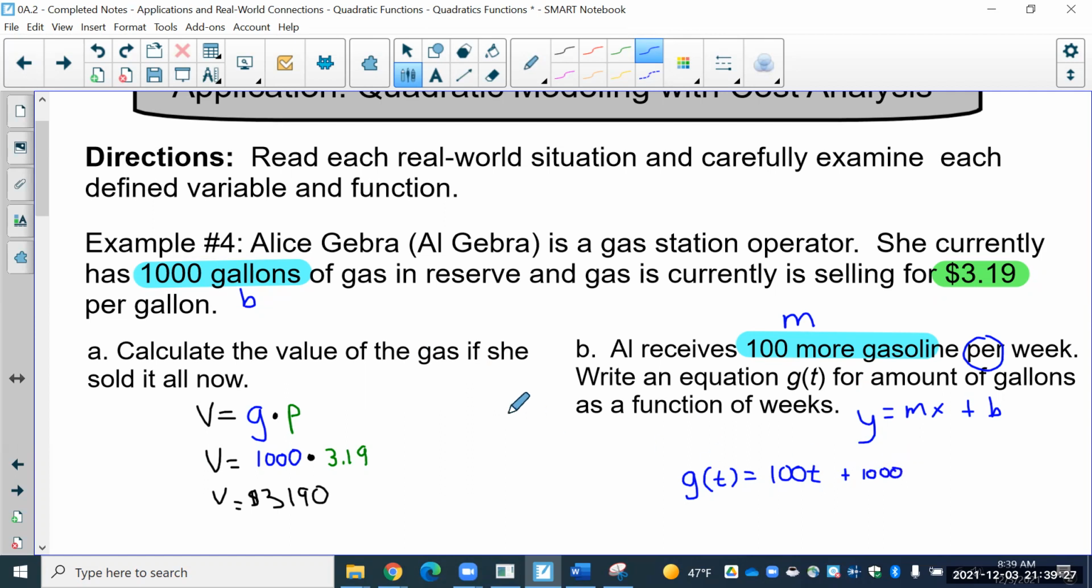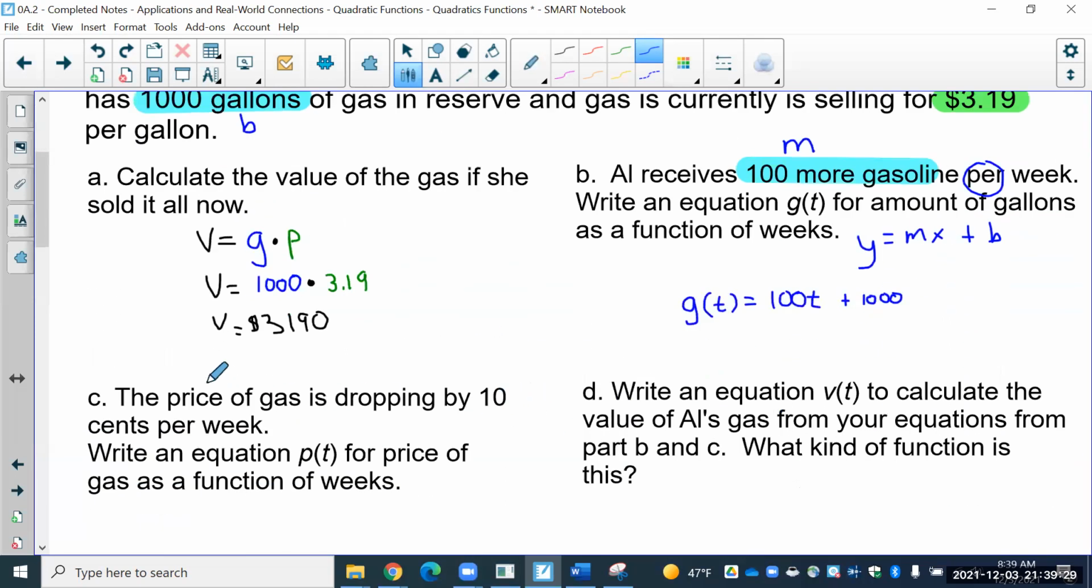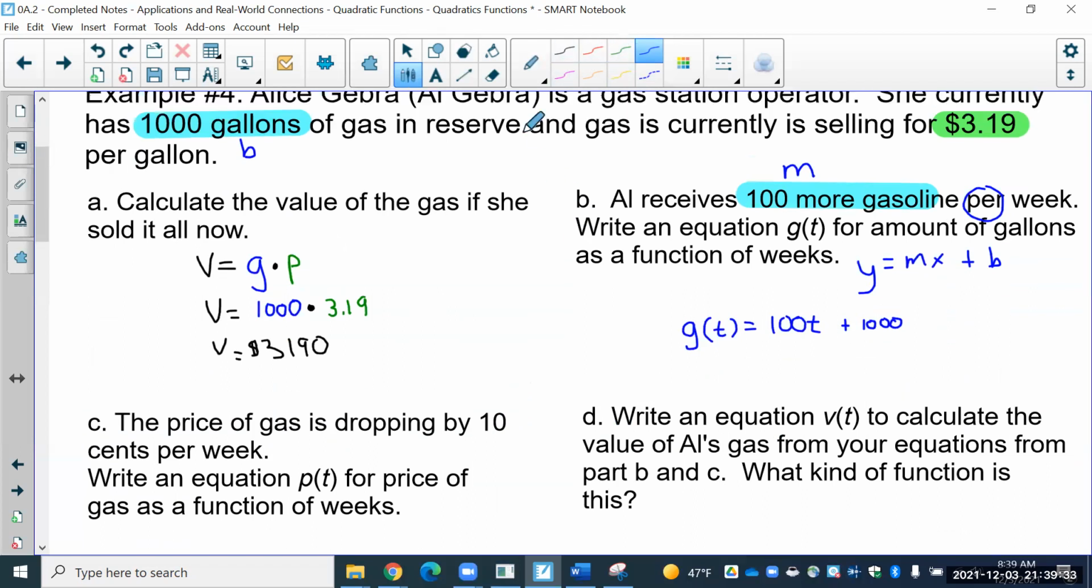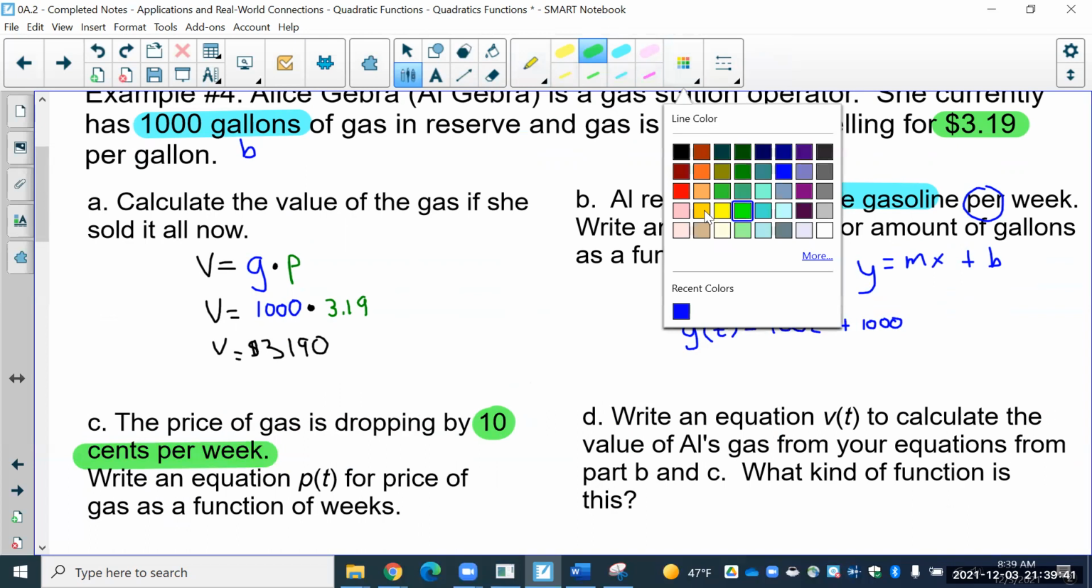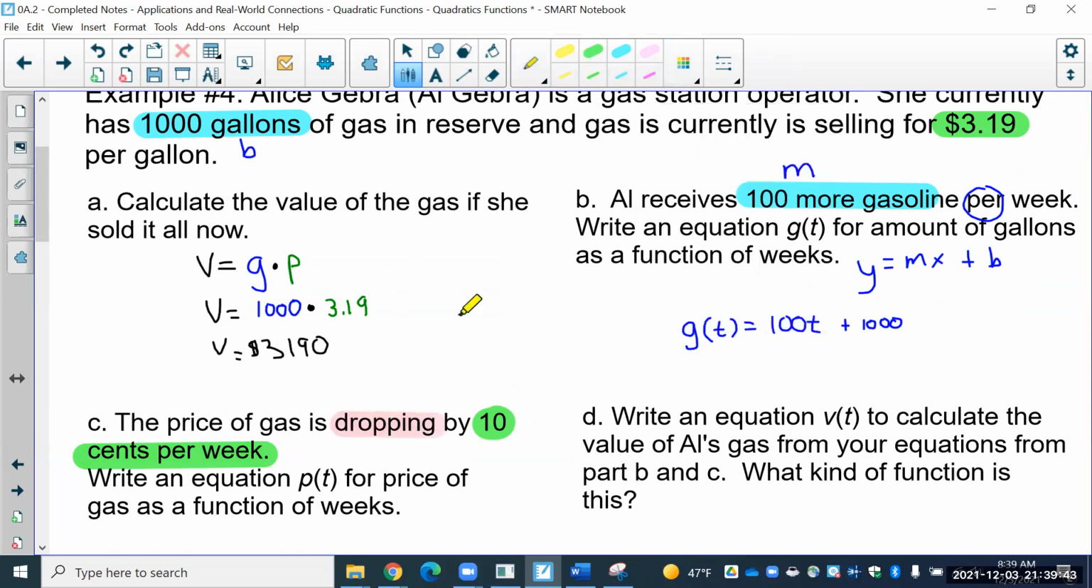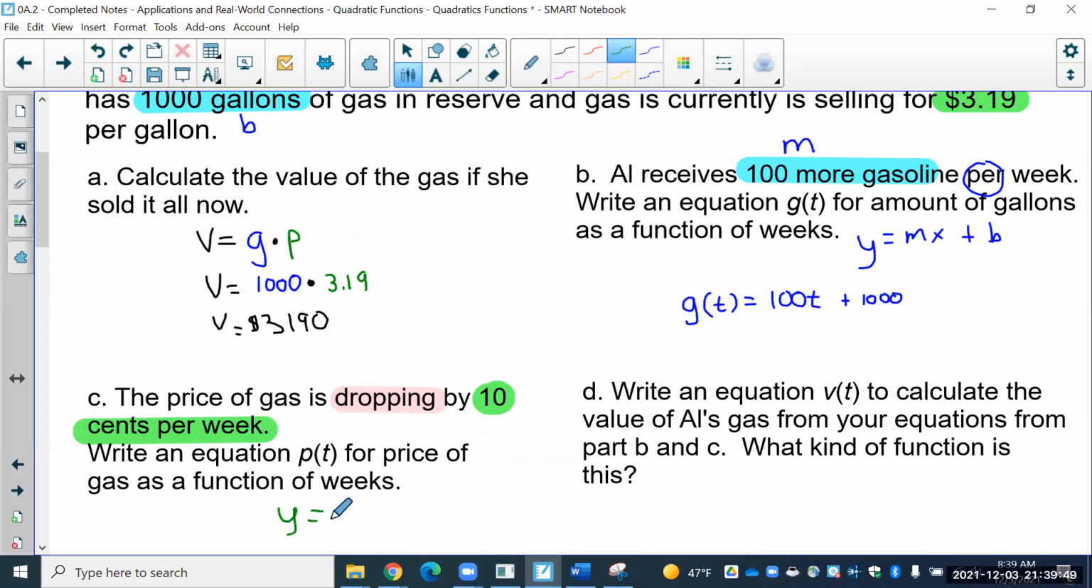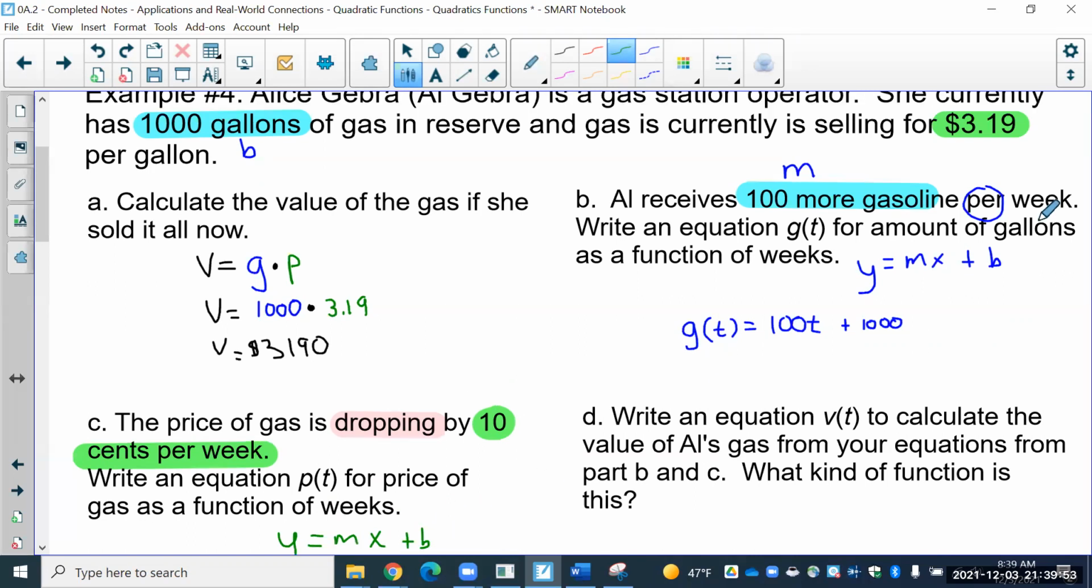Okay. Now, the next part of the question says the price of gas is dropping by 10 cents a week. That's the same idea, but now we're talking about the money. So it's dropping by 10 cents per week. That's again my slope, but keep in mind this key part: it says dropping, and dropping means negative. So when I write this out, again, it's just going to be y equals mx plus b. That's our model for having a rate and an initial value. The initial value for this one is here.